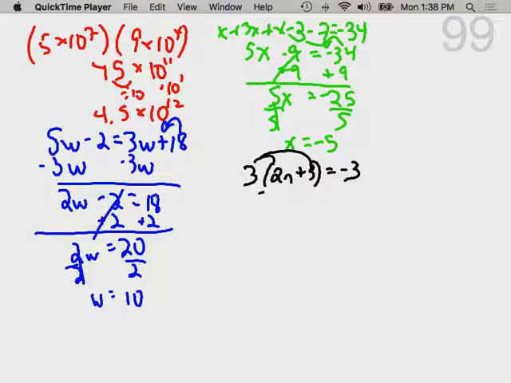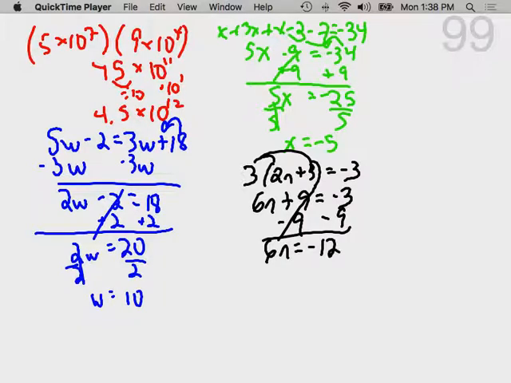Distribute. 6n plus 9 equals -3 minus 9. 6n equals -12. 3 negatives and 9 negatives make 12 negatives. Divide by 6. That, folks, is not +2.